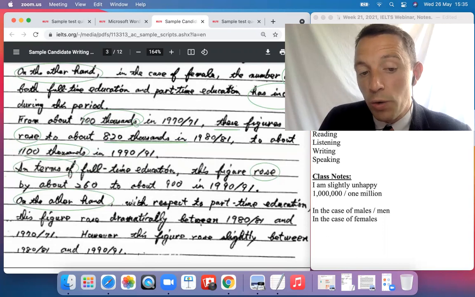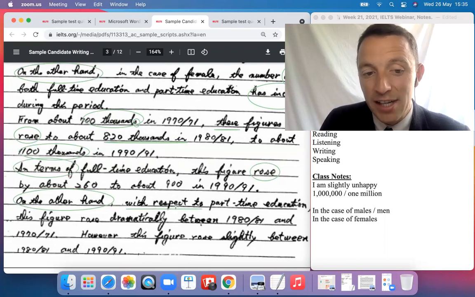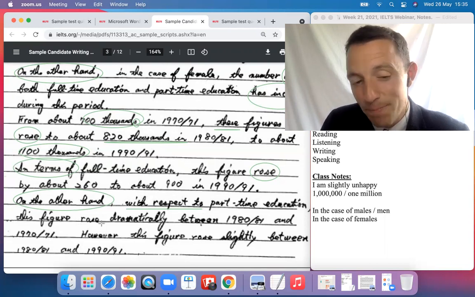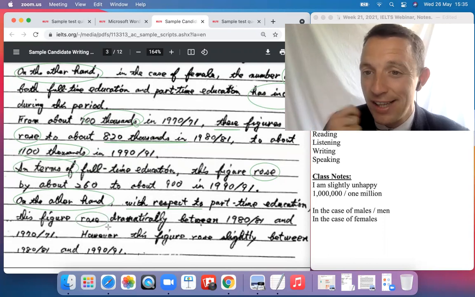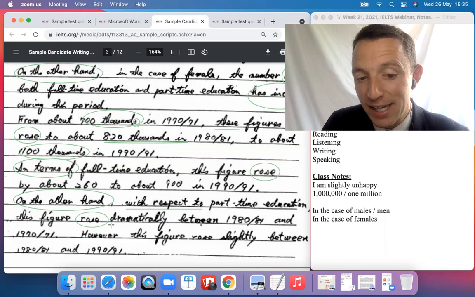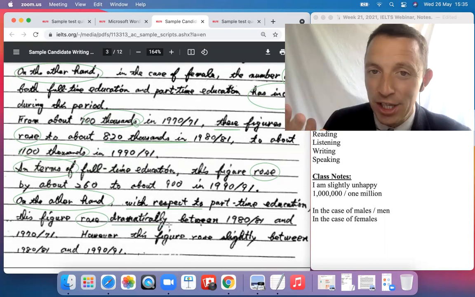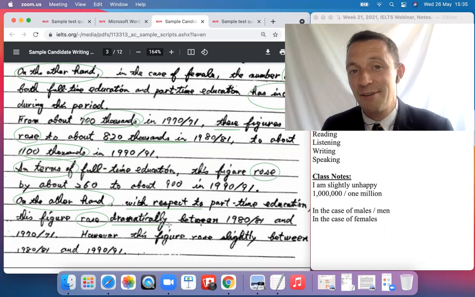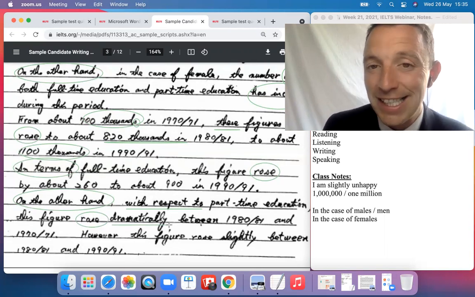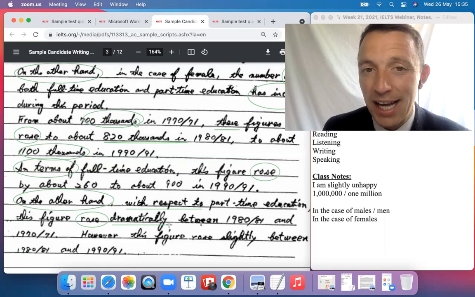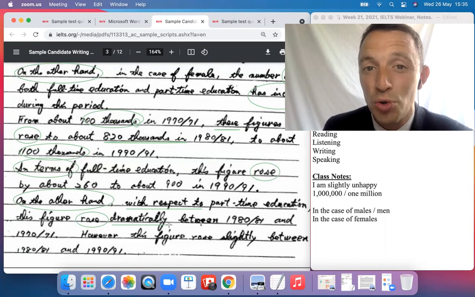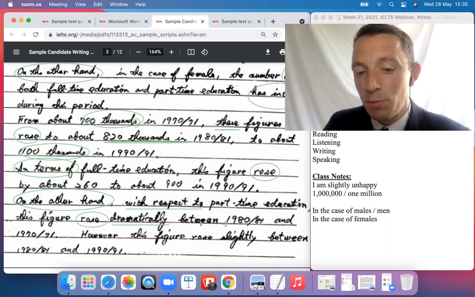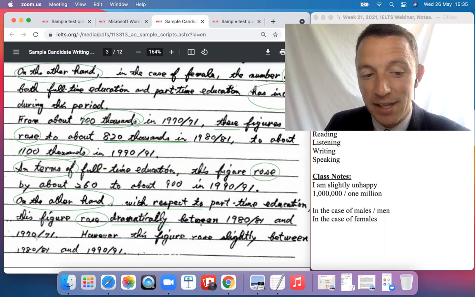Okay. With respect to, that's a good linker again. So with respect to part-time education, this figure rose. So definitely now we have used the same word too many times. Definitely now it's very, very obvious. And again, dramatically is probably repetition. So this is a good example. This text is a very, very good example for the necessity of synonyms and different vocabulary. So it's very clearly important to choose different vocabulary.